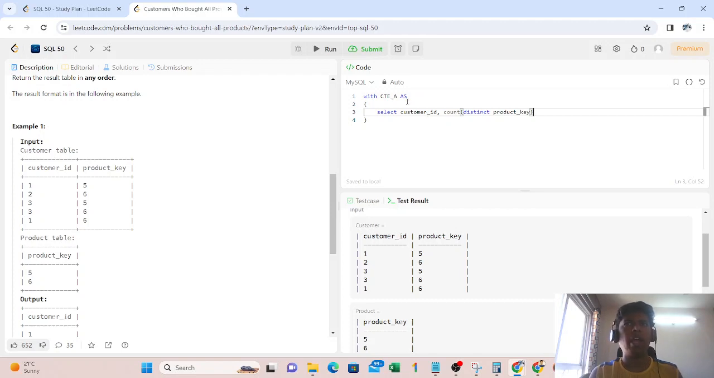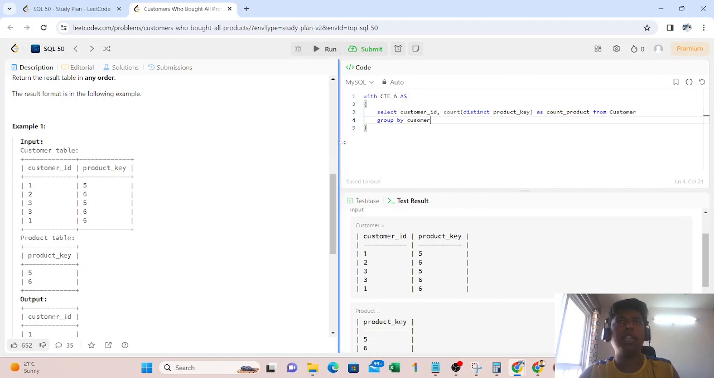This is why I'm calculating the number of products he or she may have bought in totality in the complete customer table. We'll alias it as count_product for easy understanding. Then from customer, and we have to do a group by for the customer. So group by customer. Okay, so this CTE is ready.